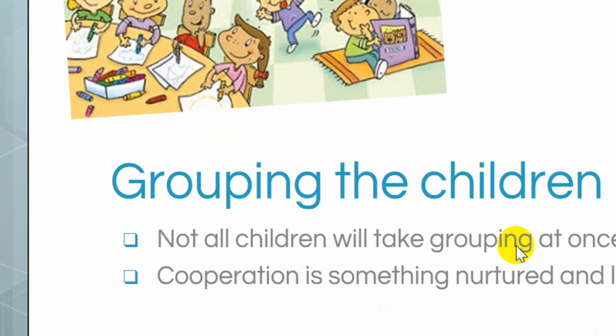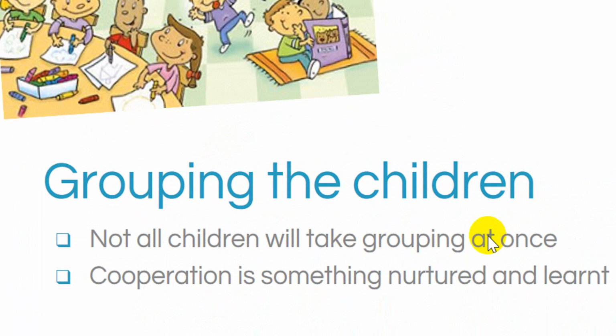So one thing that you have to remember is that not all children will take grouping at once. At first, maybe it is difficult to manage. Boys only want to be with boys, girls only want to be with girls, but sometimes the situation is not easy to make it like that. Sometimes they have to work with the others. So cooperation is something nurtured and learned. When it is part of their routines, they will be able to do it. They will understand.